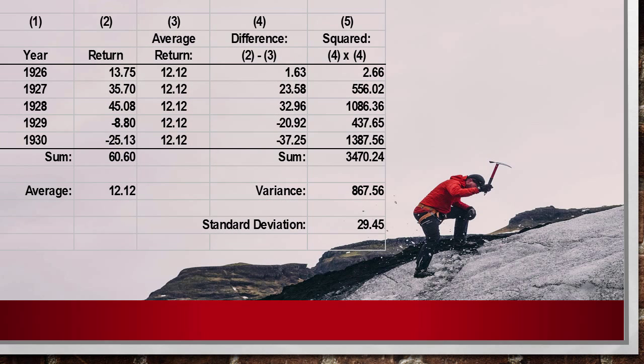In 1926, the stock market return was 13.75%. In 1927, the return was 35.7%. In 1928, the return was 45.08%. Those returns look a lot similar to the returns we saw at the end of the last century. But then in 1929, we had a negative 8.8% return. And in 1930, a whole quarter of the market, 25.13%, was lost.